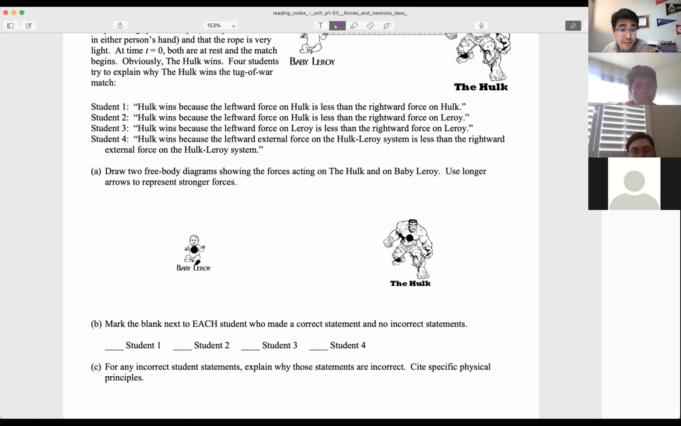So again, this is a very similar idea, right? So if we do the FBD, this is mg. Actually, I should make this small, because it's a baby. So tiny mg for baby, tiny Fn for baby, big mg for Hulk. I'll capitalize it too. So big Fn for Hulk.